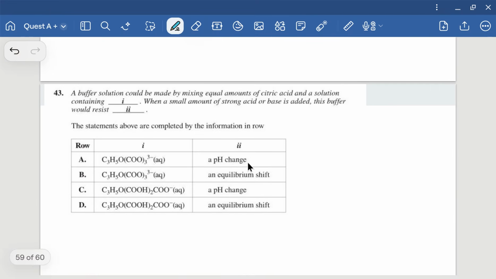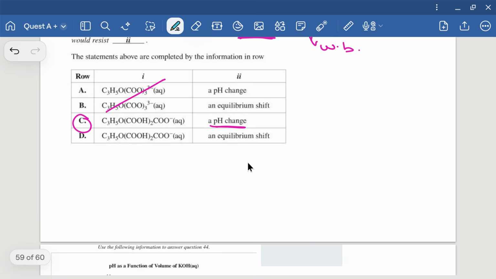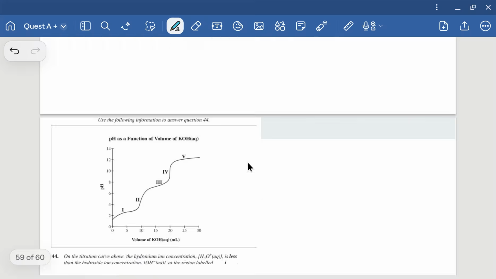Number 43 here about a buffer. A buffer solution will be made by mixing equal amounts of the acid and a solution containing its conjugate base. So if you have citric acid and you need a buffer, you need the weak conjugate base. So the weak conjugate base there is either C or D, and then asking when a small amount of the acid or base is added to the buffer, what would happen? So if a small amount of acid is added, the buffer would resist a change in pH because that's what buffers do. That little bit will react with the opposite, just resisting that change until it can't.